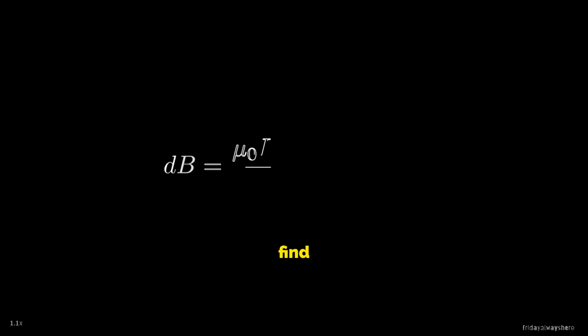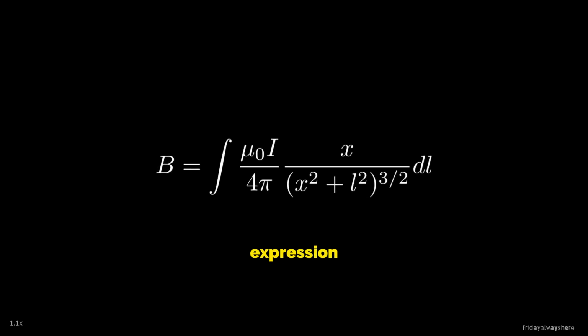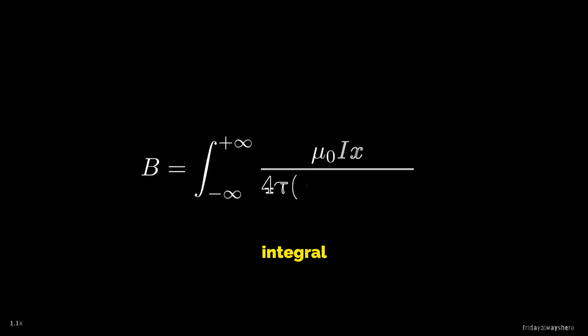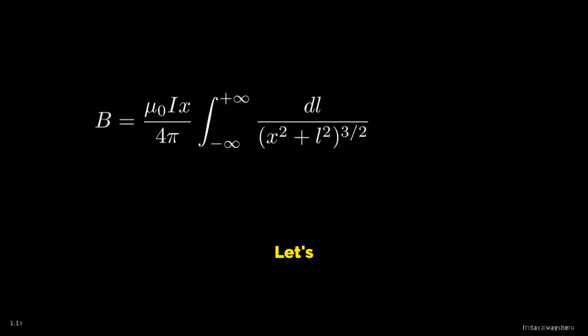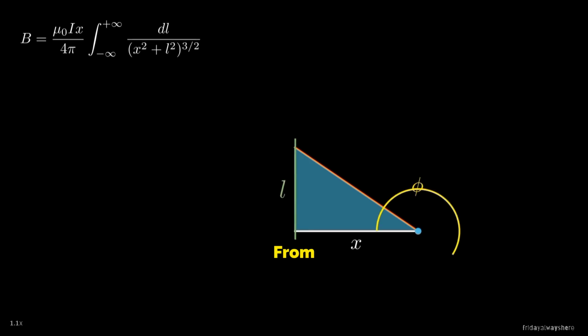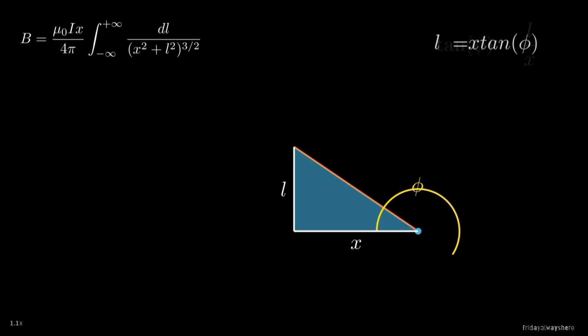To find the total magnetic field at point P, we must integrate this expression over the entire length of the conductor, from negative infinity to positive infinity. This integral is best solved using a trigonometric substitution. Let's define a new angle, phi, at point P. From our triangle, we can see that L is equal to x times the tangent of phi.